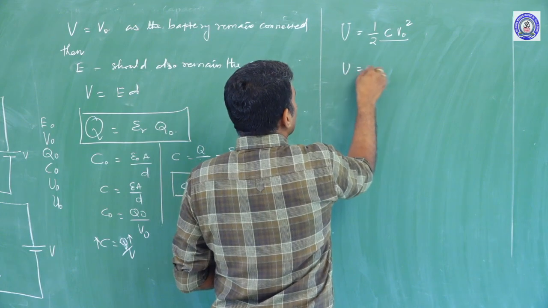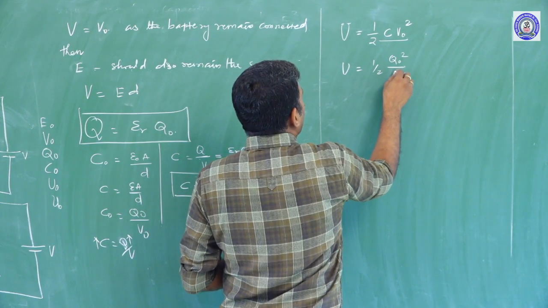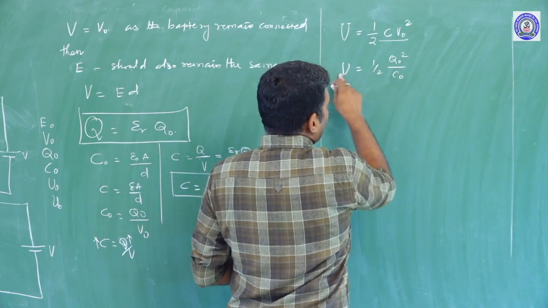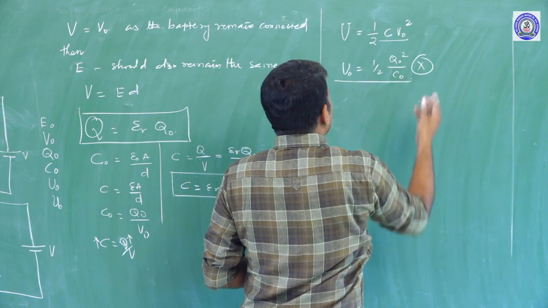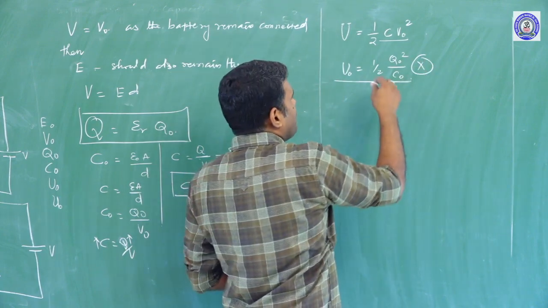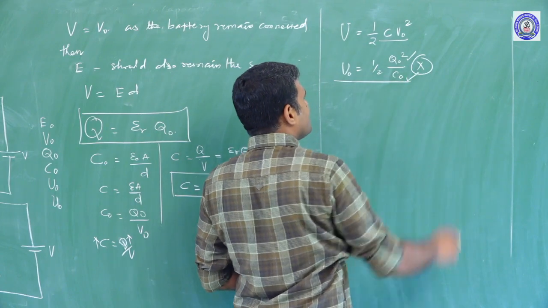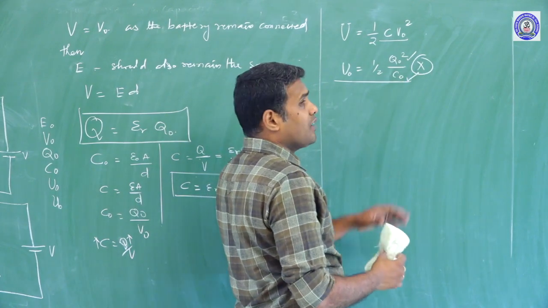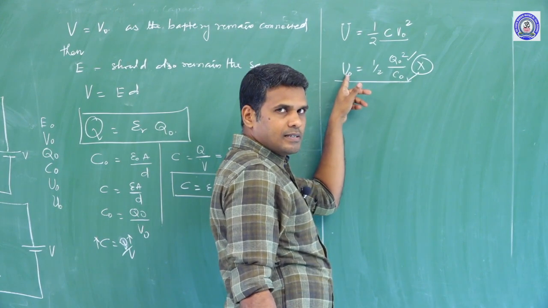Why shall we not use U equals half Q naught square divided by C naught? Why am I not using this expression? The reason is very simple. If you consider this expression, there is a change in the charge as well as a change in the capacitance. So that will not give you the exact change produced in the potential energy.